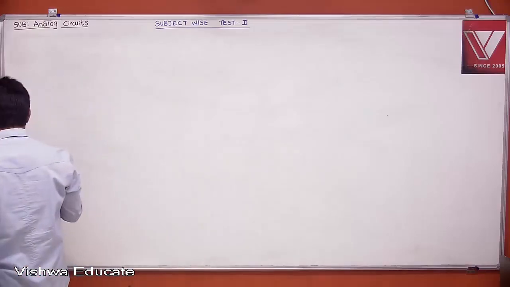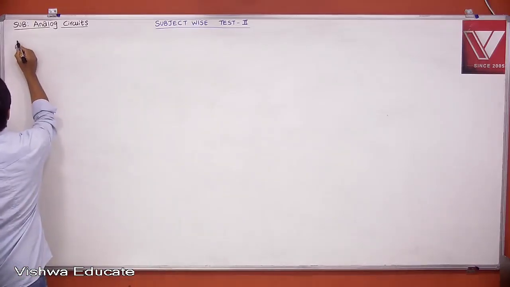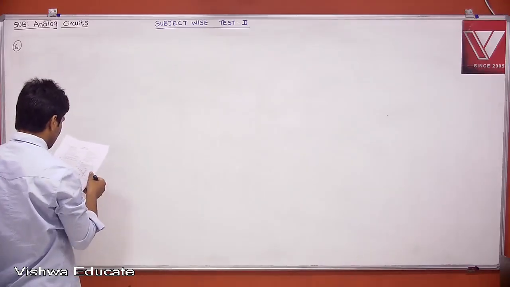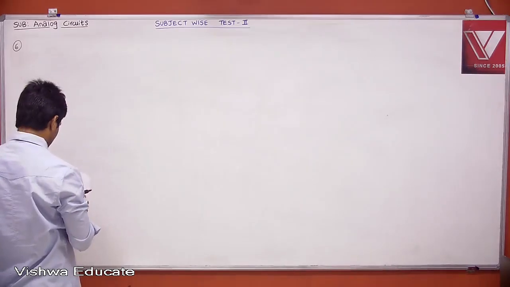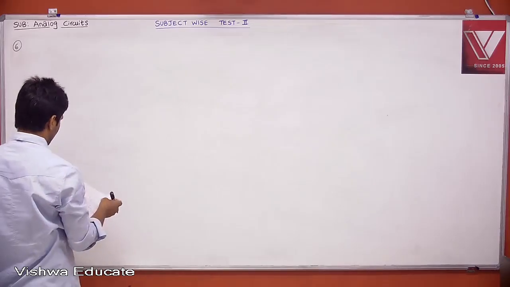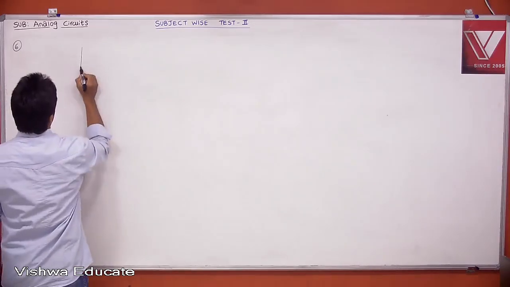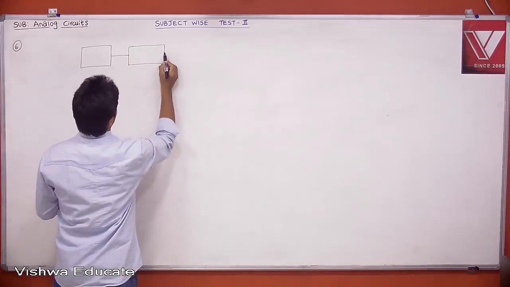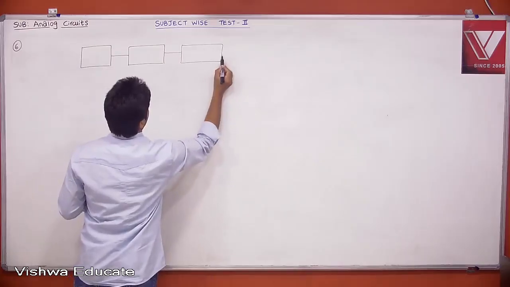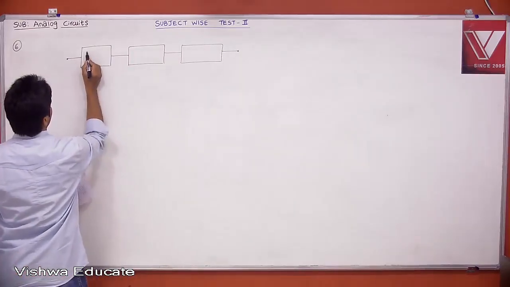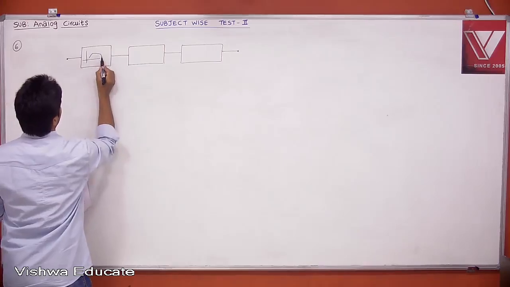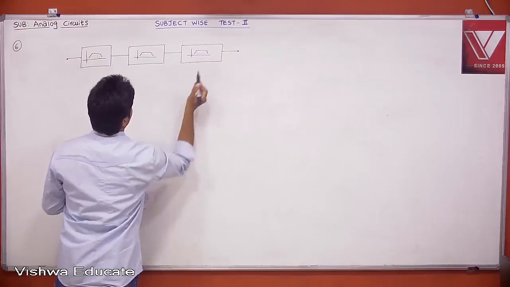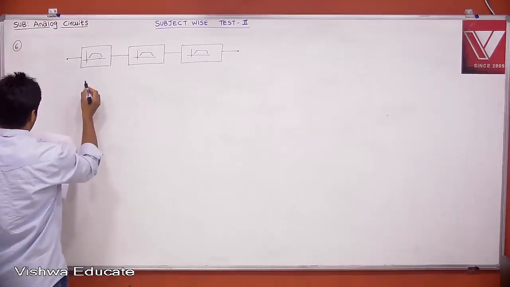Three identical RC coupled transistor amplifiers are cascaded. If each of the amplifiers has a frequency response as shown in figure, the overall frequency response is given by. Given there are three RC coupled amplifiers, they are in cascade configuration. Then he is asking what is the overall transfer function, if the single stage has a response like what is given.